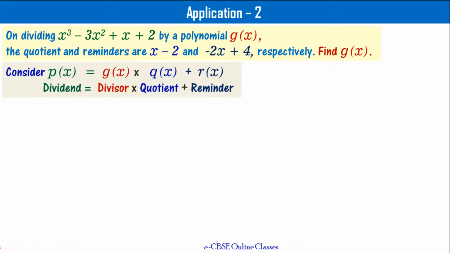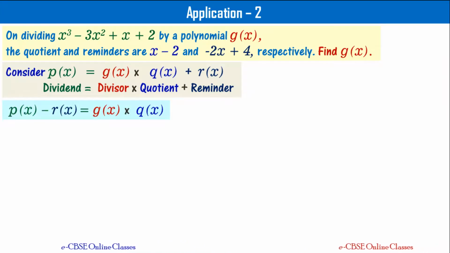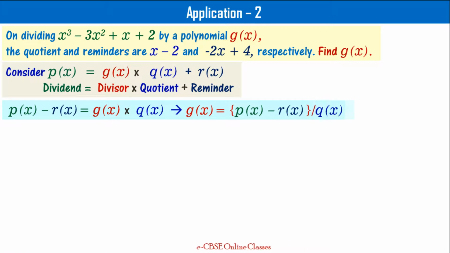Let's consider p of x equal to g of x times q of x plus r of x. This particular equation can be rearranged to write it as p of x minus r of x equal to g of x times q of x, right? This can be further rearranged to write g of x equal to p of x minus r of x divided by q of x, right?